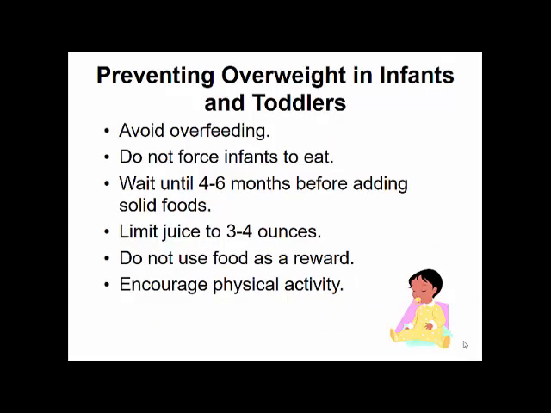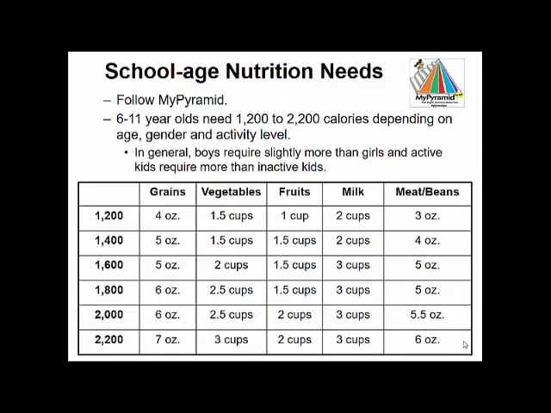Preventing overweight in infants and toddlers. Avoid overfeeding. Do not force infants to eat. Wait until 4 to 6 months before adding solid foods. Limit juice to 3 to 4 ounces. Do not use food as a reward. Encourage physical activity.